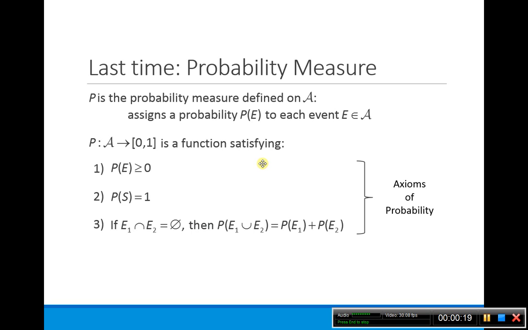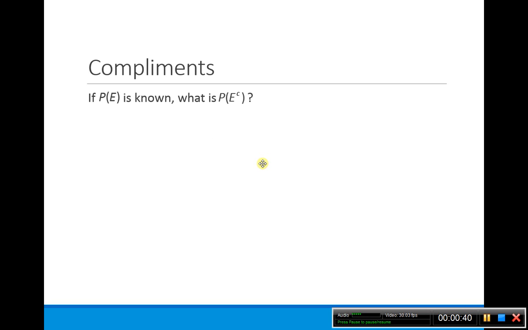We had that for any event in our script A, the probability of the event is always greater than or equal to 0, and it can be equal to 0. The probability of the entire sample space is 1. And if we have two events in our script A that are disjoint, then the probability of the union is just the sum of the probabilities of each individual event. So using these axioms of probability, we want to figure out probabilities of complements, unions, intersections.